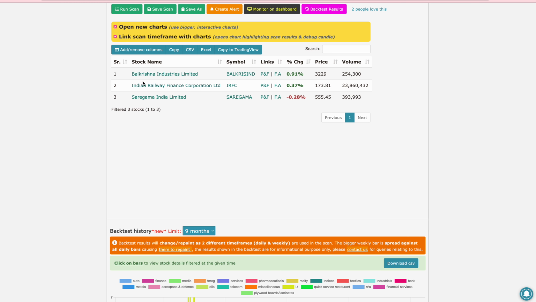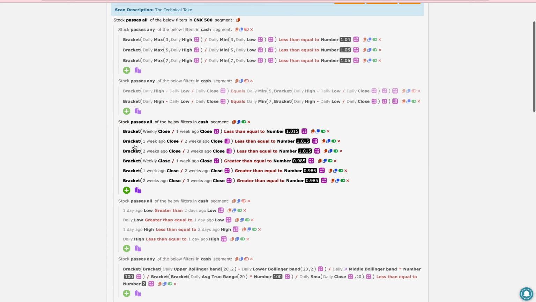So here, three names, Balkrishna Industries, IRFC and Saregama Pa, have this 3 week tight close. Okay, now you can also do this 3 days tight close. Just because no one has popularized 3 days tight close doesn't mean that you cannot run it. It's just that IBD and Mr. William O'Neill really popularized 3 weeks tight close, and people scan for it. But you can also scan for 3 days tight close. You can also scan for 10-day tight close. Okay, that's the concept I'm trying to teach you here.